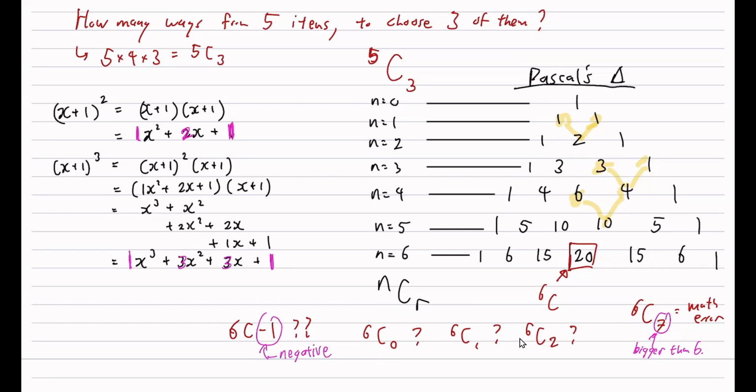Math error. Let's say any other examples. Let's say decimal. 6 choose 0.5. Math error as well. Why? There's not much why to it. It's just a rule here: no decimals. In fact, over here also, the same rule applies of no decimals.